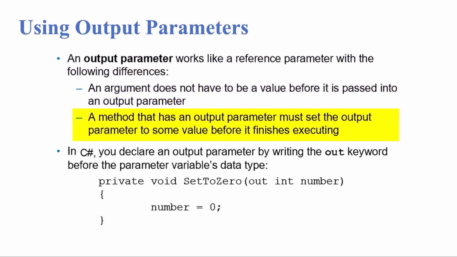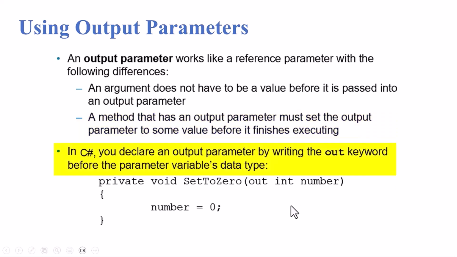A method that has an output parameter must set the output parameter to some value before it finishes executing. So it's got to do something. You've got to actually put something in there. So in C#, you declare an output parameter by writing the out keyword before the parameter variable's data type. Like this: private void SetToZero(out int number). This is that same program we used before. We're using it like this, except we're using the word out here, and we're applying it to 0.